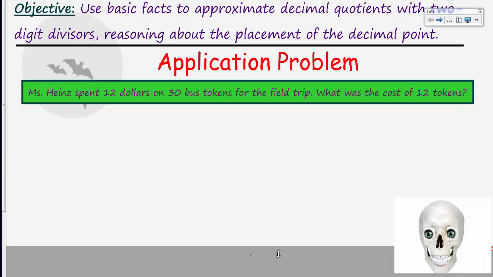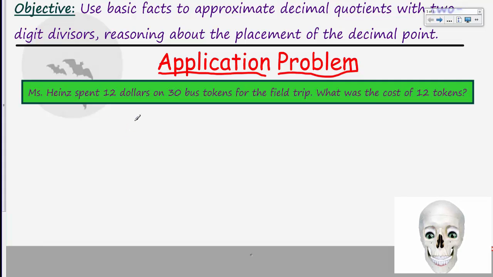It says that this is the application problem. The application problem simply refers to the problem that is going to show you how a particular math skill you've learned can apply to a real problem. This is going to be like a review from, I believe, lesson 24. Now let's go ahead and get started.